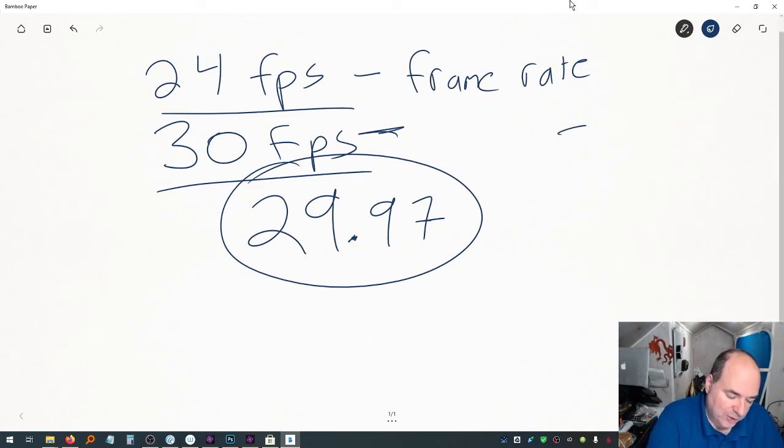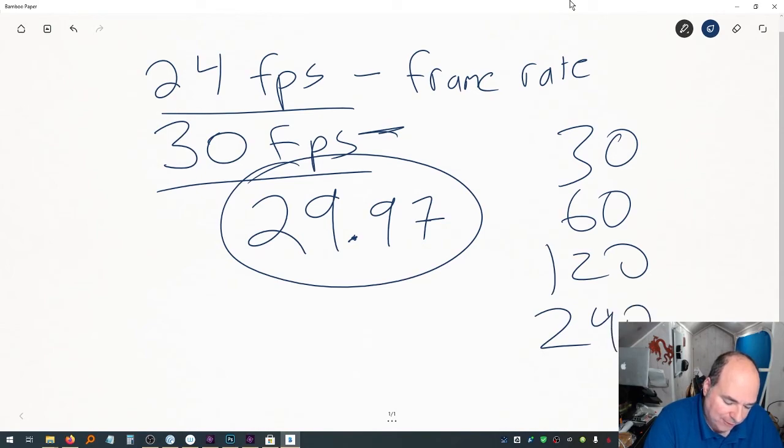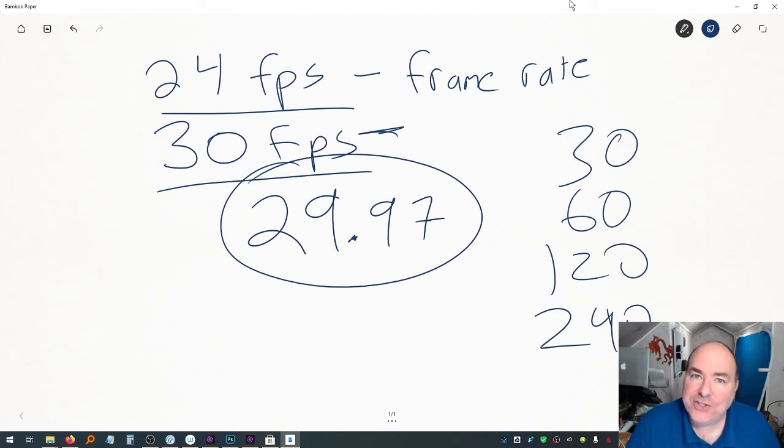Modern cameras will do 30. They will even do 60, which you'll see done frequently as well. Even cooler, you'll see a lot of the action cameras, which will boast that they can do 120 or even 240 frames per second. Now, why would you want to do 240 frames a second? Well, it's an action camera.